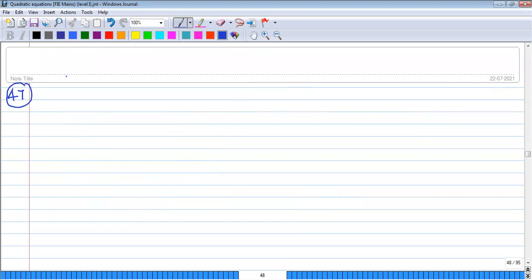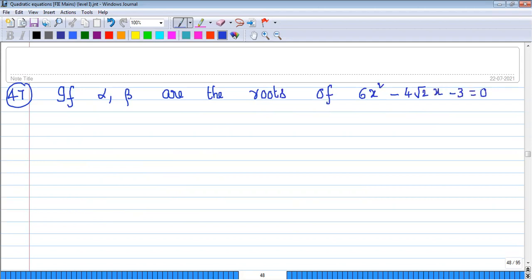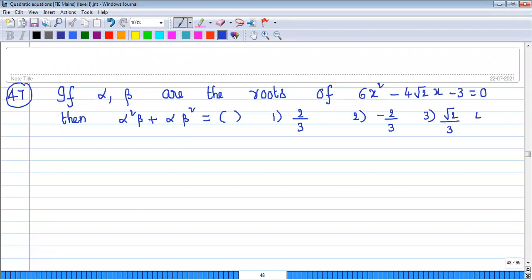Question number 47. If alpha comma beta are the roots of 6x square minus 4 root 2x minus 3 equals to 0, then alpha square beta plus alpha beta square equals to: first option 2 upon 3, second option minus 2 upon 3, third option root 2 upon 3, fourth option minus root 2 upon 3.